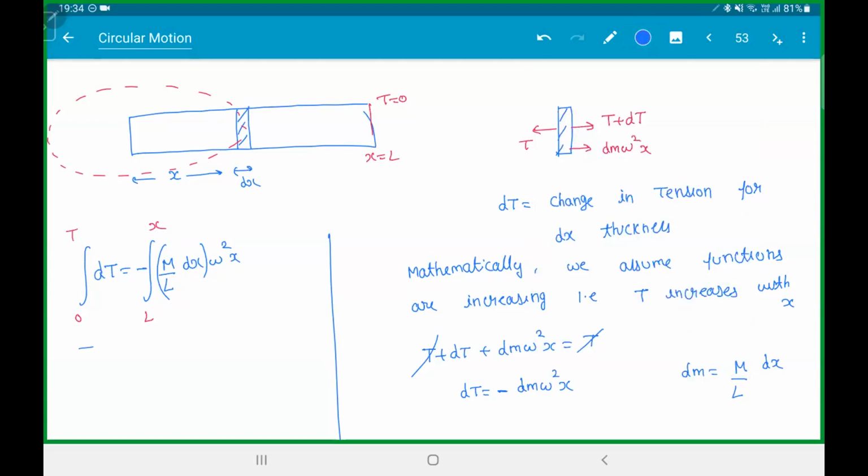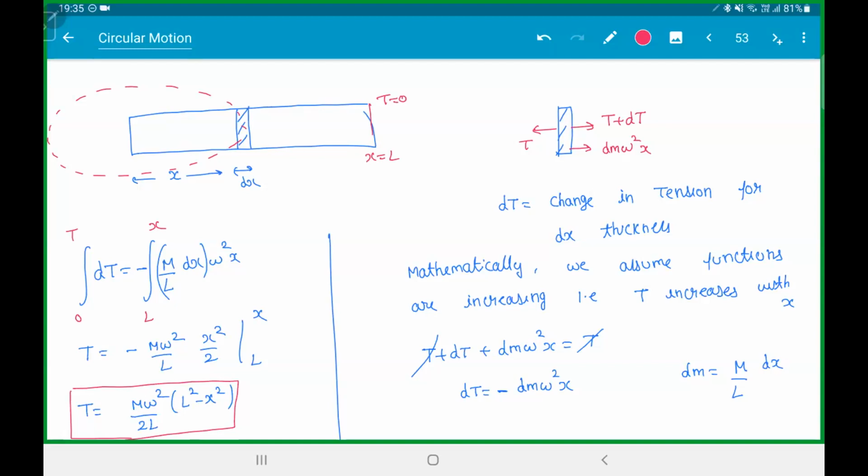So if you solve this, I get T is equal to m omega square L, x square by 2, with limits going from L to x. So tension would be m omega square by 2L into L square minus x square. There, this is your tension as a function of x. Have a look at this. Some of you messed up the limits, but this is the proper process of getting it.